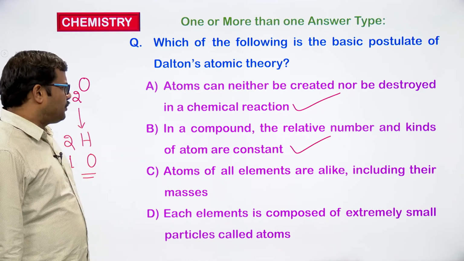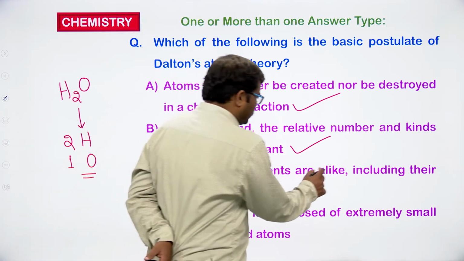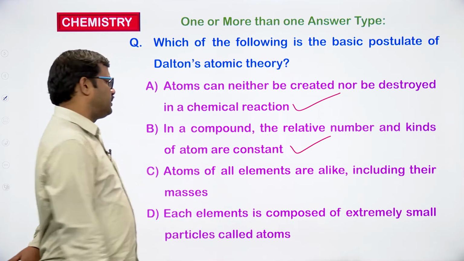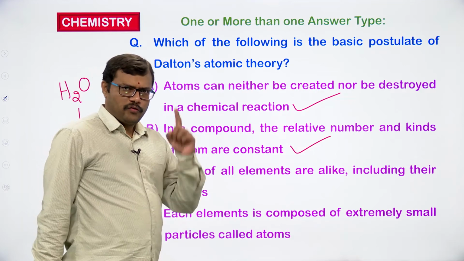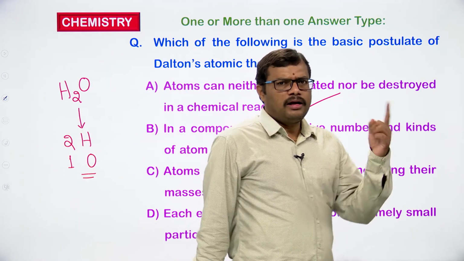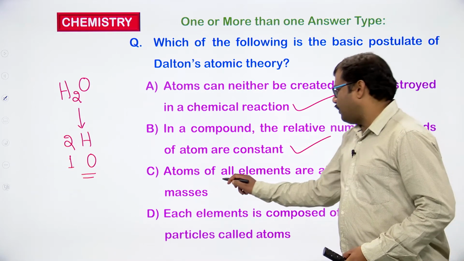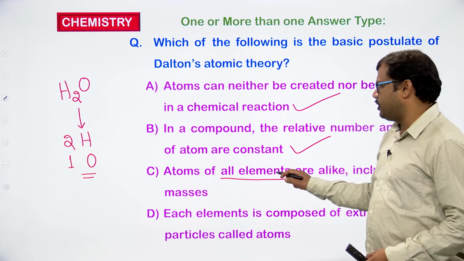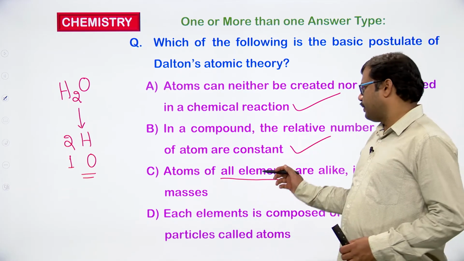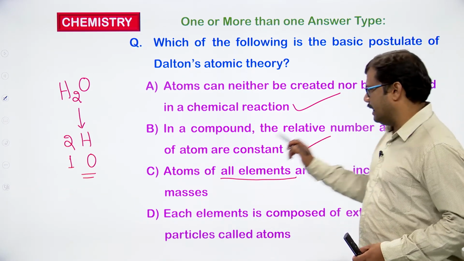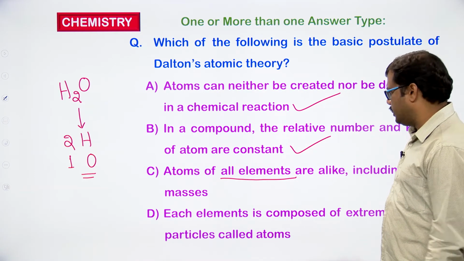Atoms of all elements are alike, including their masses. No, atoms of an element. If you take one element, all its atoms are alike, including the mass, but not atoms of all the elements. Here they have mentioned all elements. No, atoms of only an element will be alike, including their masses. So here all elements is mentioned, so this is not a postulate of Dalton's theory.